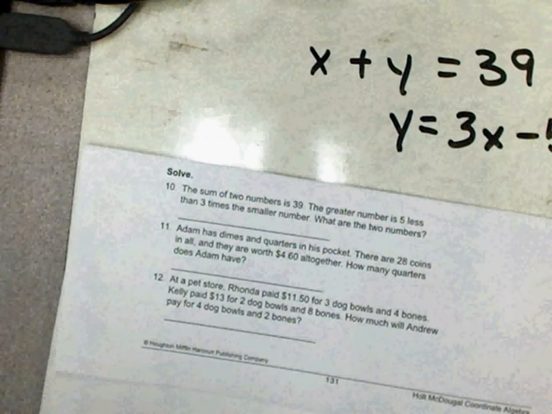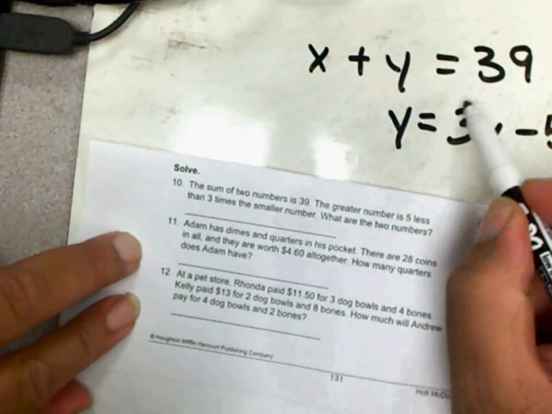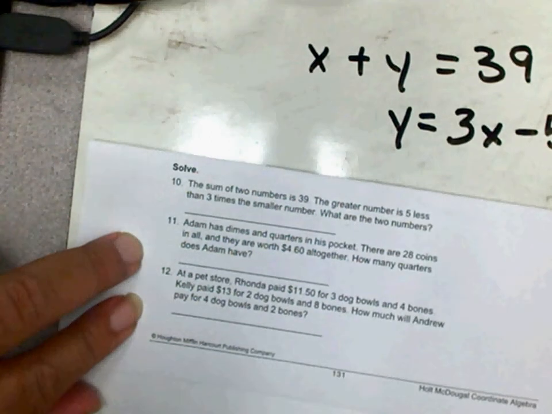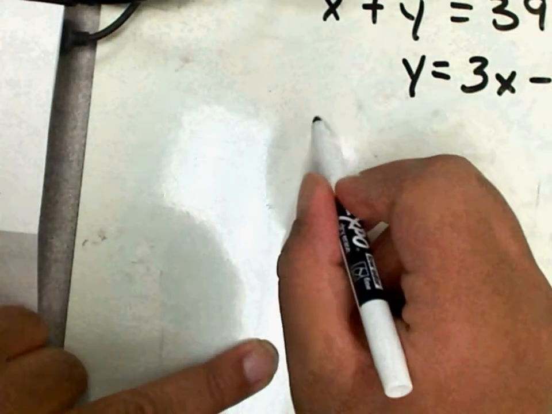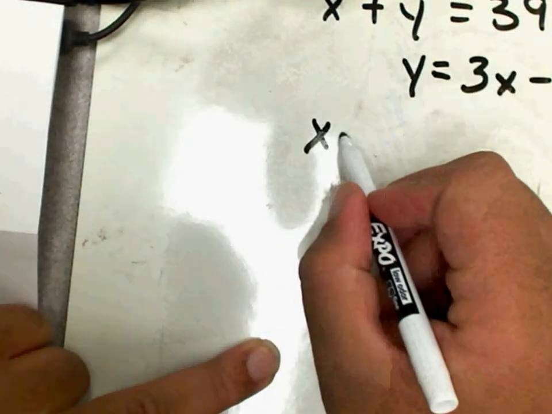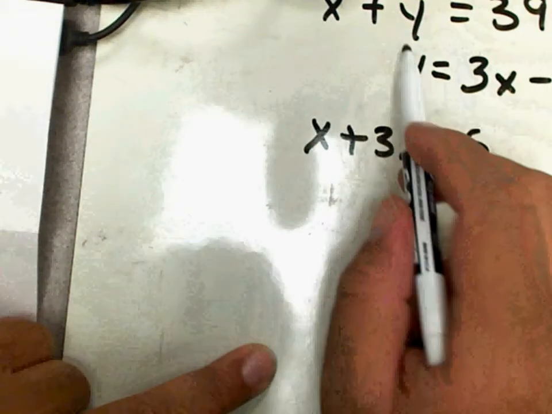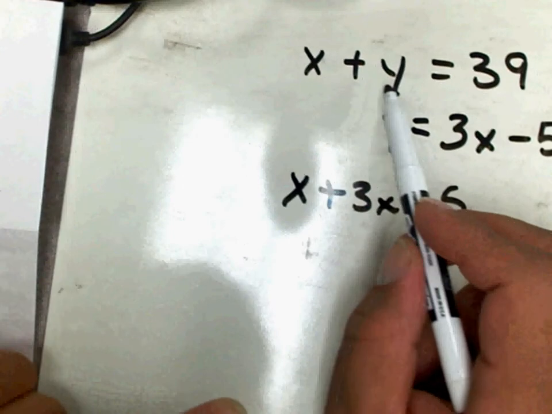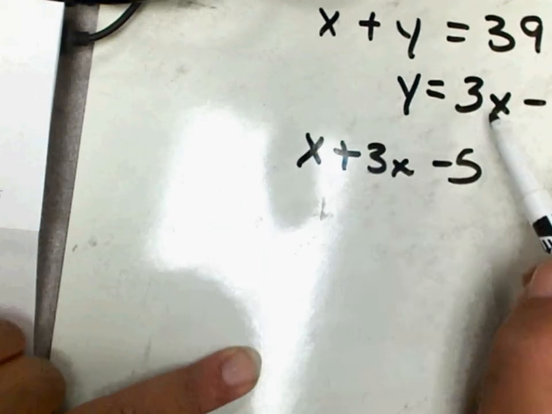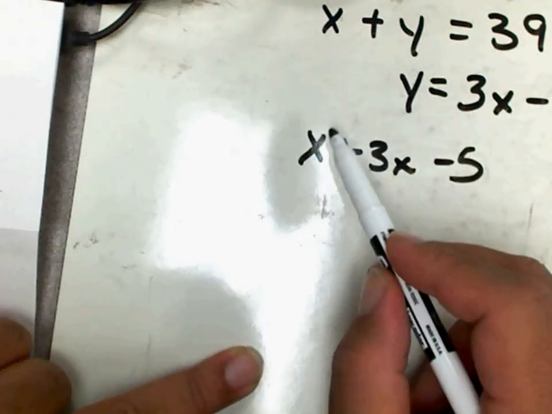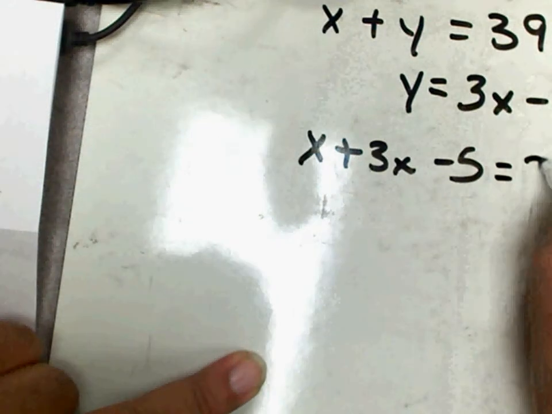Alright, so now I can use the substitution method by substituting in this 3x minus 5 into this equation. Okay, well, y. So we'll do that. So I bring down this x plus the 3x minus 5, and all I did is where this y is, I replaced it with what y equals here. So instead of me putting x plus y, I did x plus 3x minus 5, and then it equals 39.